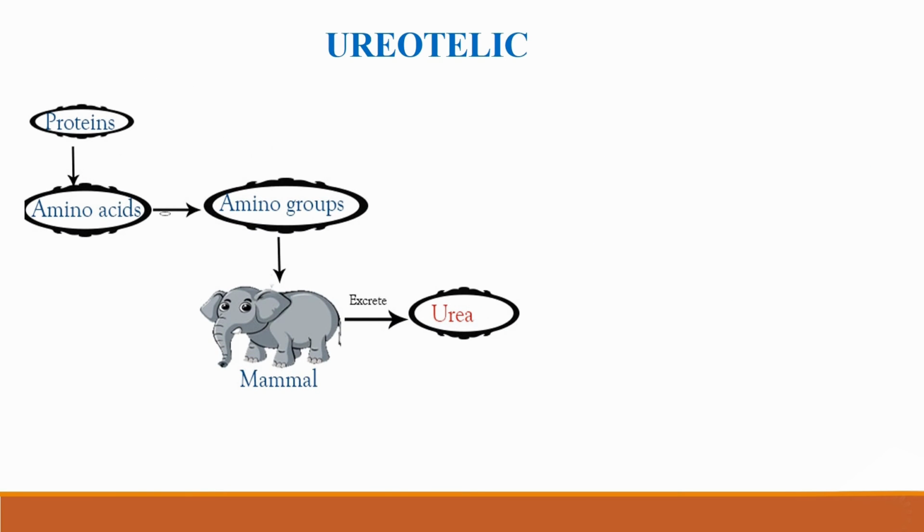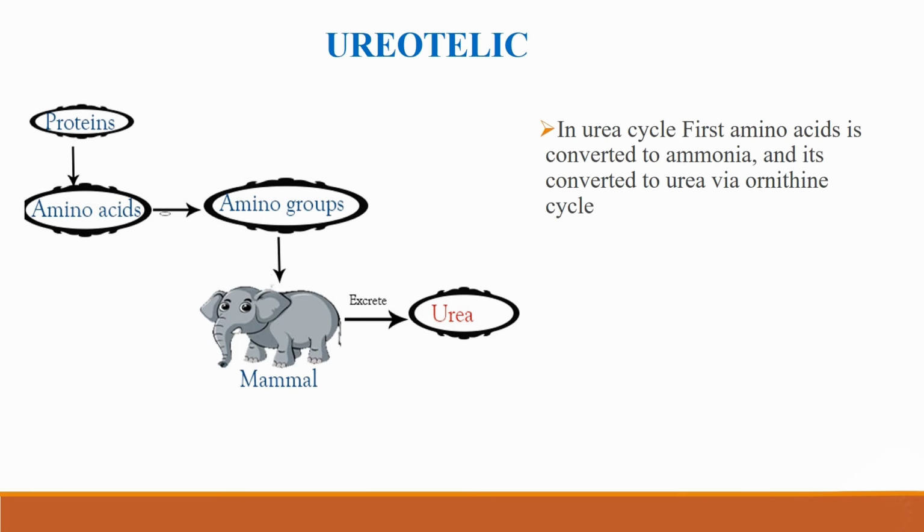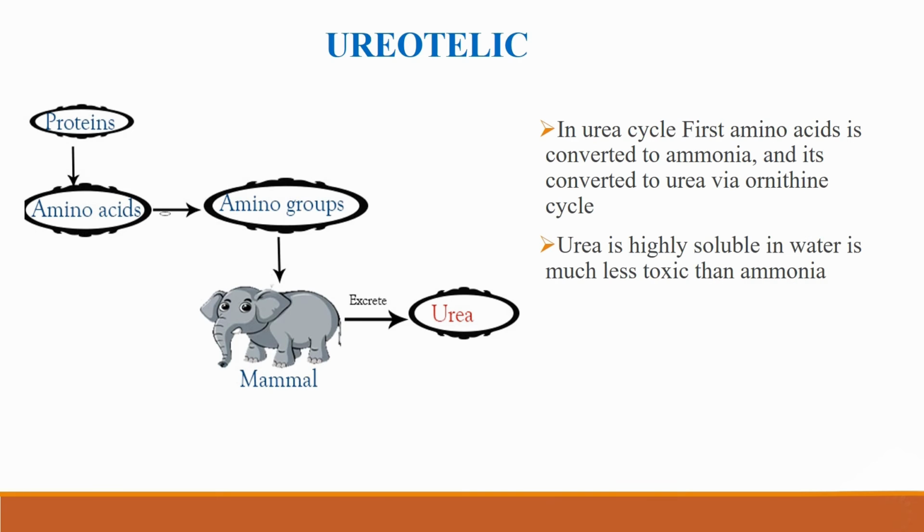Ureotelic. Urea is derived from amino acids of protein metabolism. First amino acid is converted to ammonia and then it is converted into urea via the ornithine cycle, also called the urea cycle. Urea is highly soluble in water and is much less toxic than ammonia. Hence, the organisms that excrete urea are called ureotelic. This process occurs in the liver where the enzymes secreted by it convert ammonia into urea.